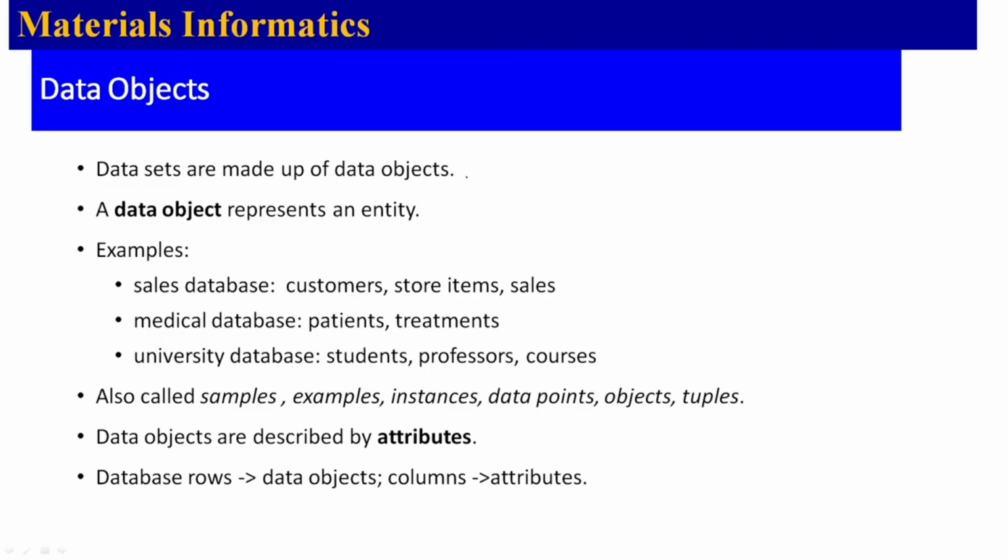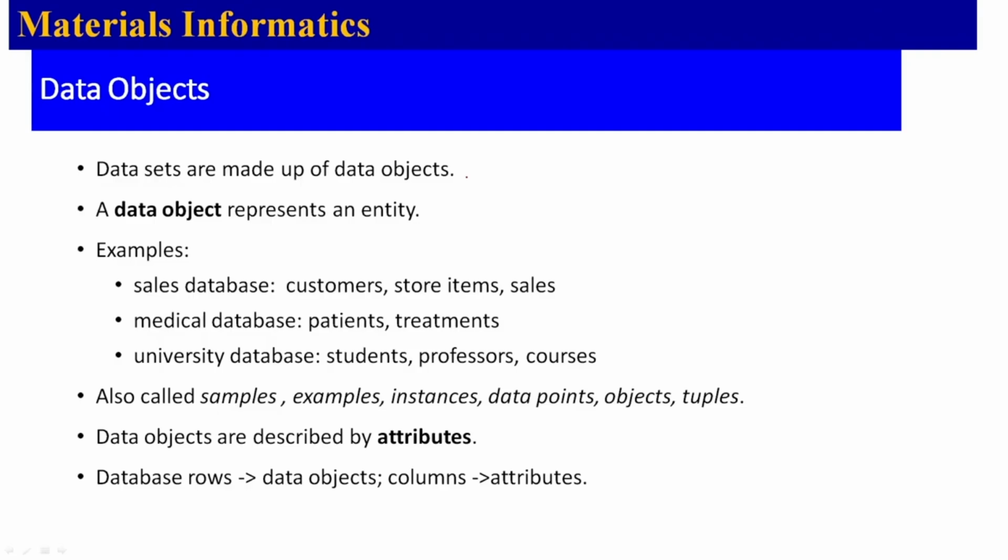So, what are data objects? Obviously, data objects are made of entities, like in case of sales databases, customer ID, store, item, sales. Medical databases will have patients and treatments. University databases, like our case, will have students, professors, courses. In case of materials databases, you can have properties, like mechanical properties. You have different kinds of properties, functional properties. You have catalytic properties, sensor properties, okay, and electrical properties, electronic properties, like that.